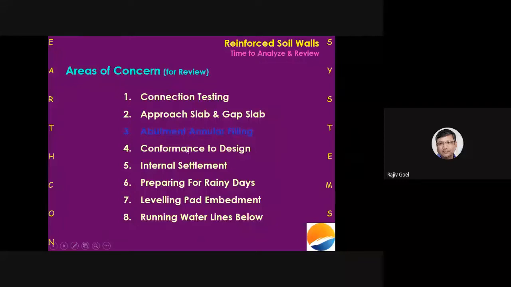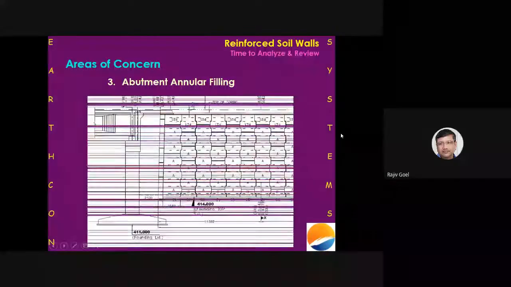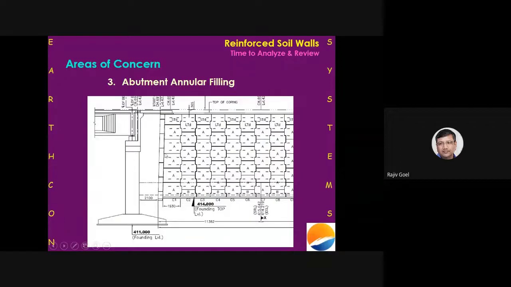The next issue is about abutment annular filling. This also leads to a lot of problems. Before I get into more details, let me explain what I mean by abutment annular filling. When we have to do an open foundation abutment, which is founded at a level generally much below the level at which we found our RE wall. For example, in this slide, my RE wall is resting at 414 level, whereas my open foundation is at 411 level.